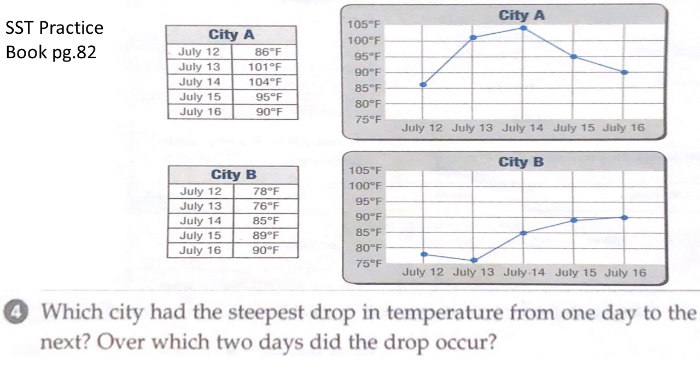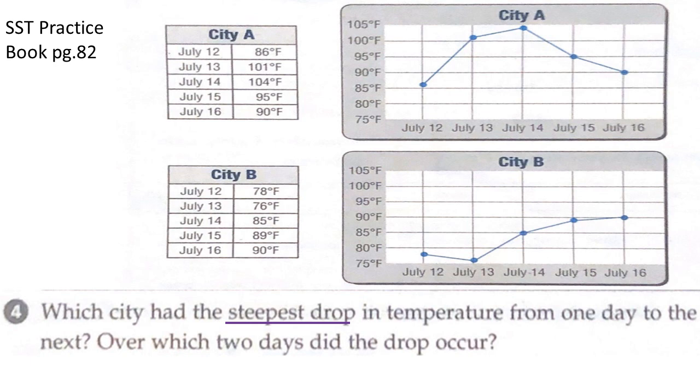Great. Question 4. Which city had the steepest drop in temperature from one day to the next? And on which two days did the drop occur? Great, so these are two questions, and let's go back, reread, and comprehend. They're looking for the steepest drop in temperature. So you need to know what steep means, and we've spoken about it, but I'll show you. They're looking for the city that had the steepest drop, and then they're asking, on what two days did this drop occur?